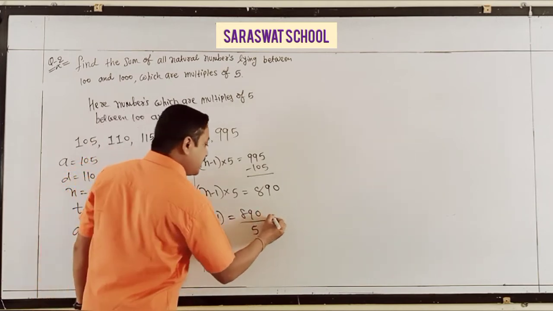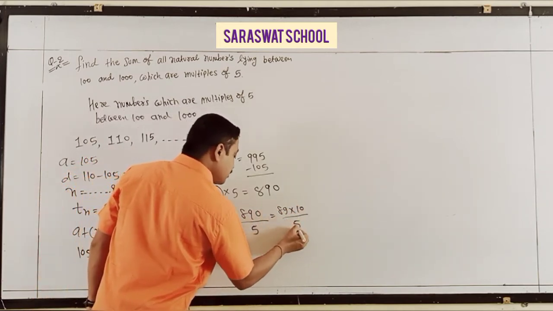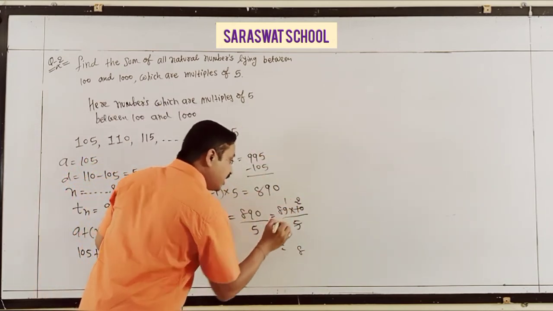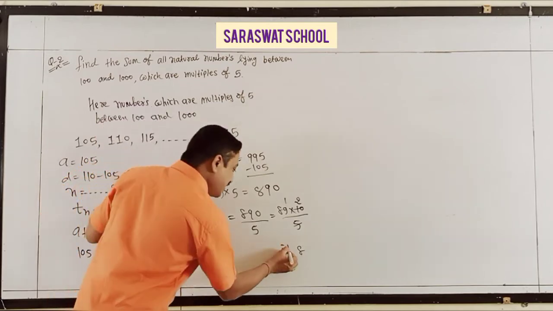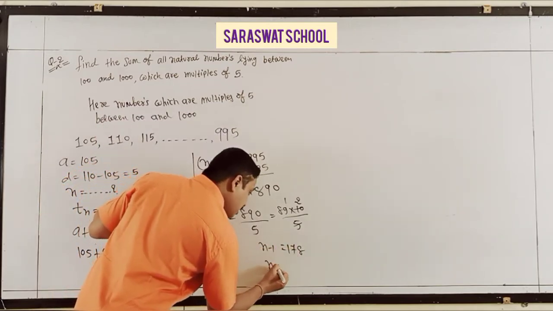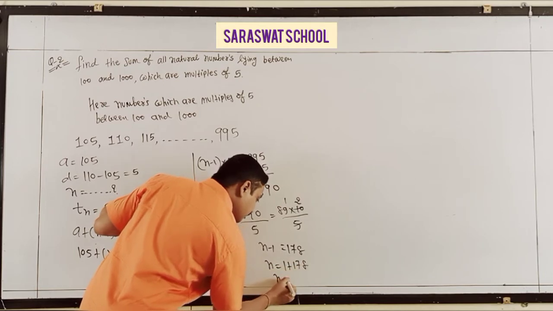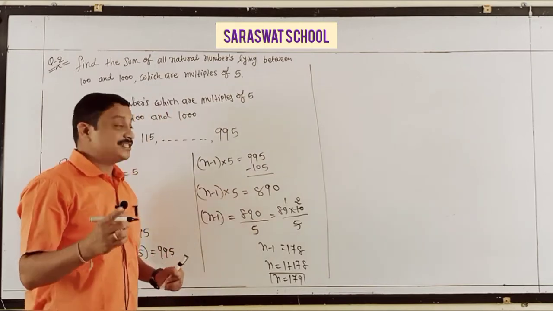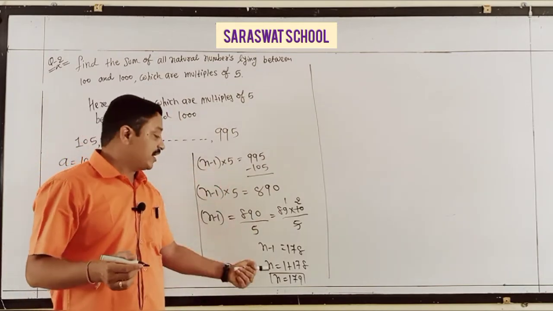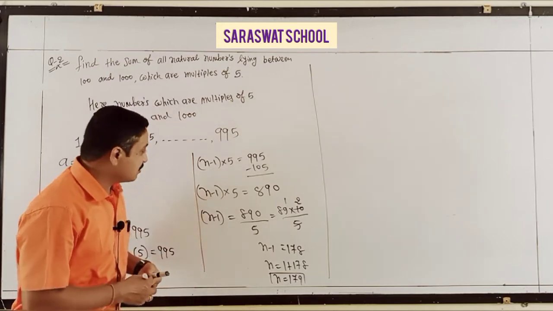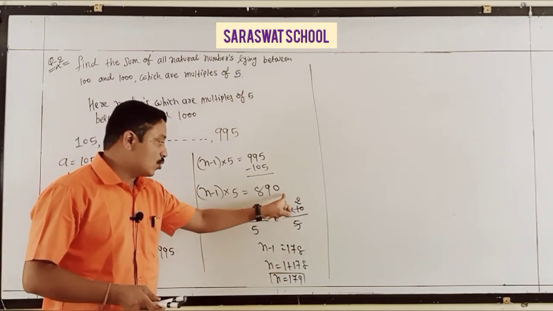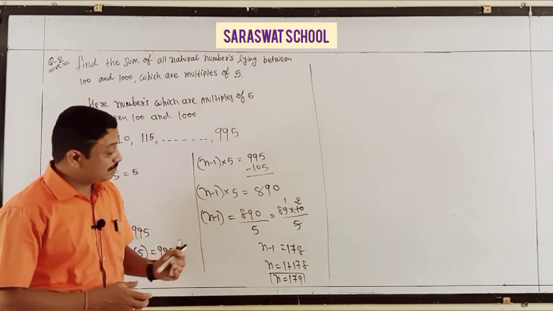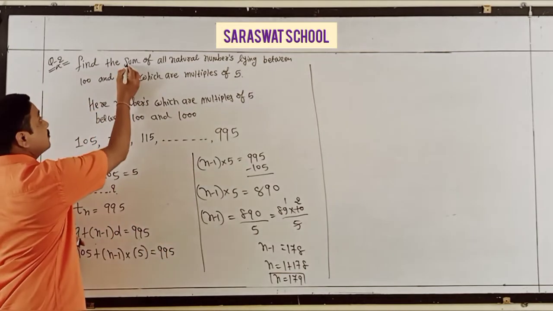Very easy. It is 89 into 2, 10. 5 twos are 10. So 9 twos are 18, 1 carry, 8 twos are 16, plus 1 is 17. So 178, and n becomes 1 plus 178, which is 179. It means the total number of terms from 105 to 995 is 179. One more time I check: 9 twos are 18, 1 carry, and 8 twos are 16 and 17. Yes, 178 plus 1.